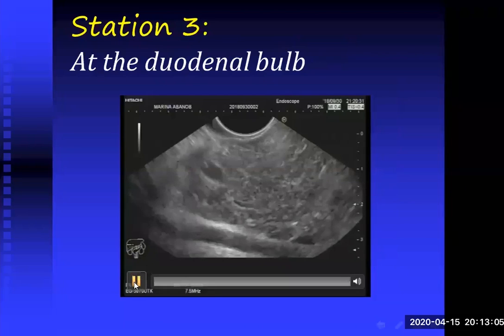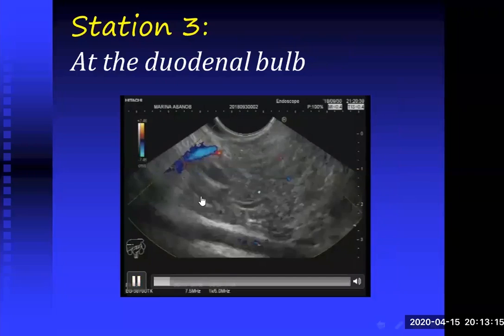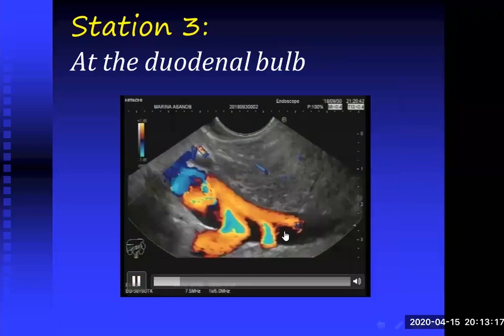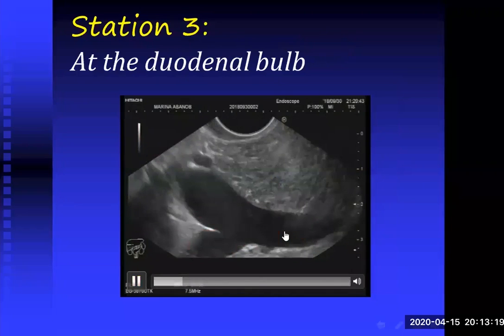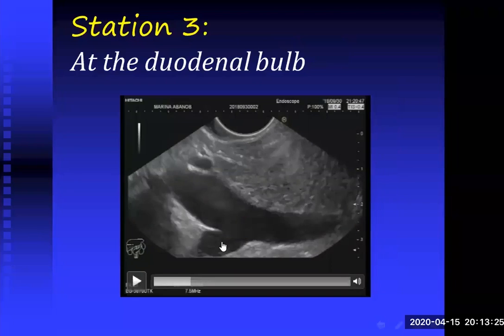I am now in the bulb of the duodenum, and pancreatic duct and superior mesenteric artery. Here, anti-clockwise rotation, and I can see my landmark very nicely, the splenic vein, yes, very nicely seen, uniting with the superior mesenteric vein to form the portal vein. And this confluence is the most far structure from the echo endoscope.